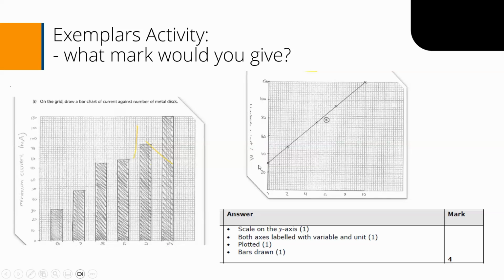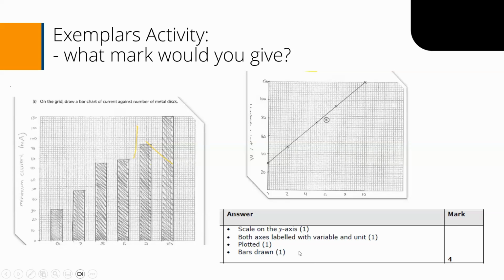Both axes labeled with variable and unit: not right. Plotted. It's plotted. Even though it's not being plotted as bars, it's being plotted. They've correctly plotted the points. So they got 1 mark for the scale and 1 mark for plotting, even though it's an incorrect plotting. What they haven't got is axes labeled with variable and unit. There's no label on the bottom one, and the bars not drawn because they haven't done a bar graph.